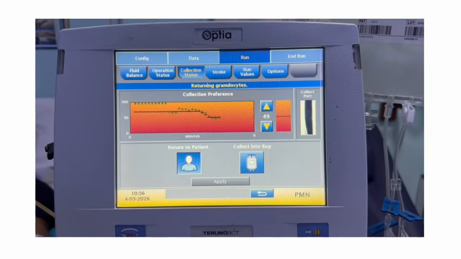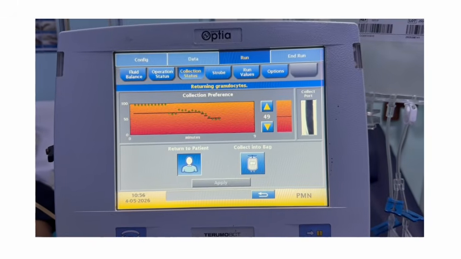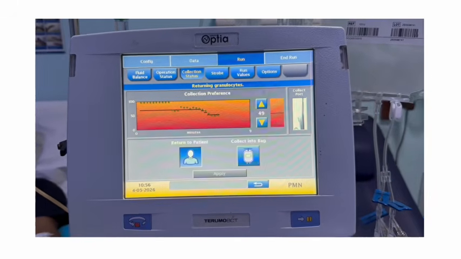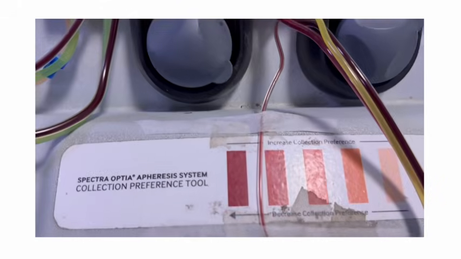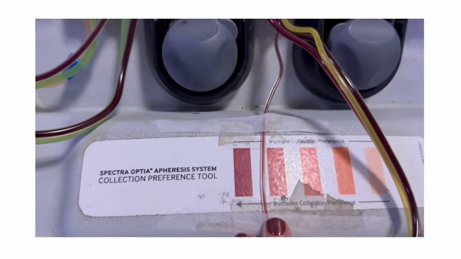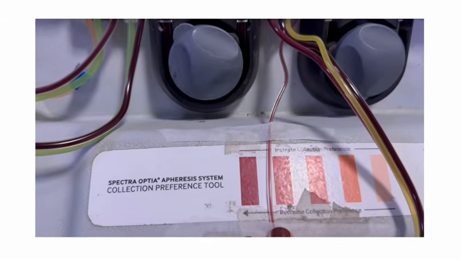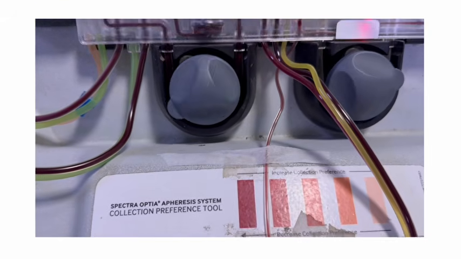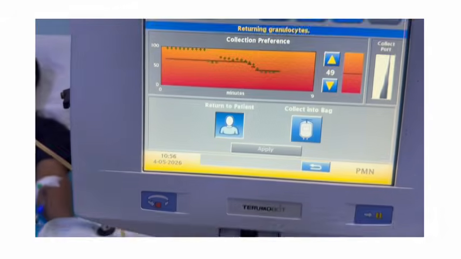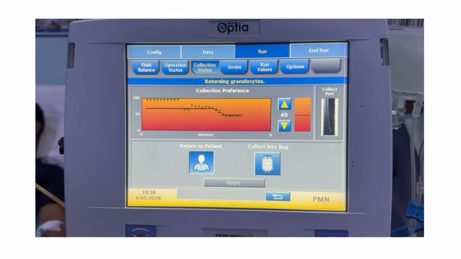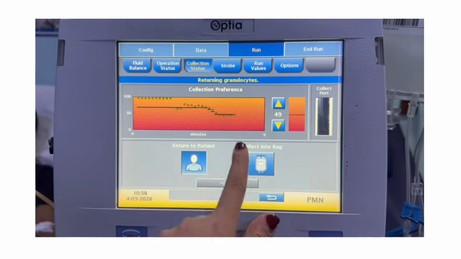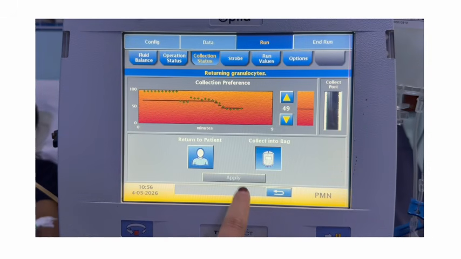Here we can see that the collection preference is getting established slowly. The diamonds also have started aligning with the collection preference that we have set manually. Also, the color matching is proper with reference to the collection preference tool. Once both the color matching and the collection preference are established, we can start to collect the product into the bag. We can select the option and press the apply button.